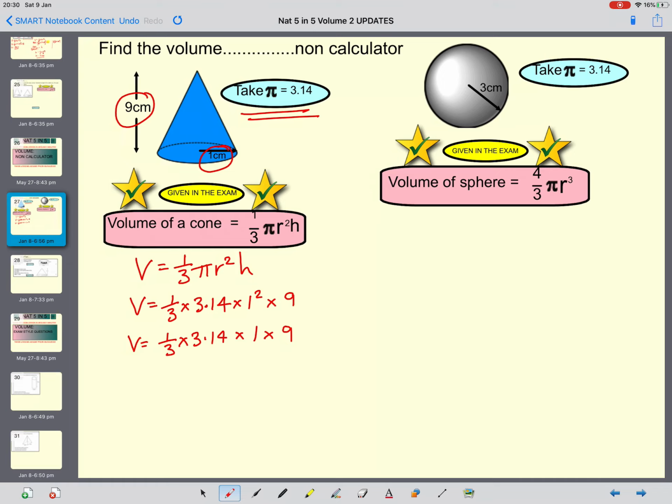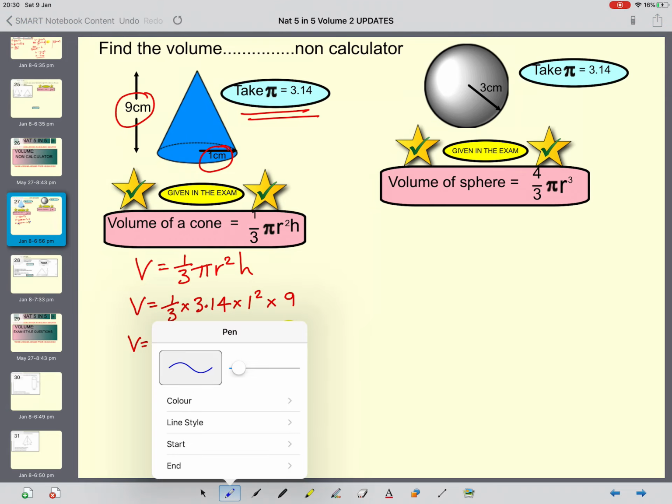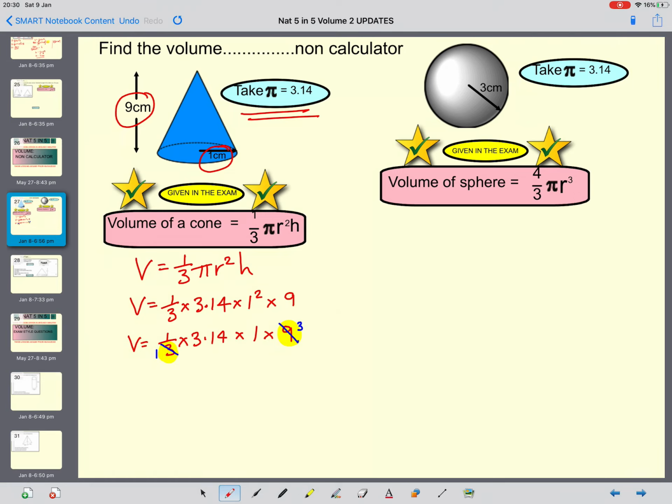Now that 3.14, I probably want to deal with that last. That third, with non-calculator questions, is always going to be the one that you deal with first. If you look at that third here, a third really means divide by 3. So what number here would be the easiest number to divide by 3? It would be this number here, the 9. So I'll just change my pen colour to blue. If you can imagine 3 dividing into your 9, 3 into 3 goes 1 time, and 3 into 9 goes 3 times. So that simplifies things pretty nicely for us.